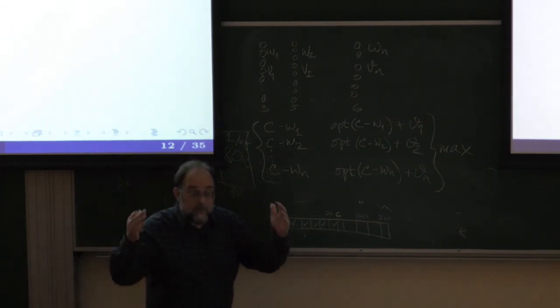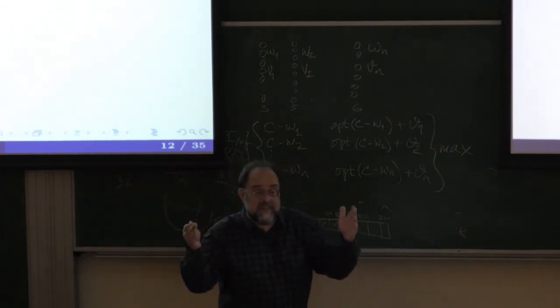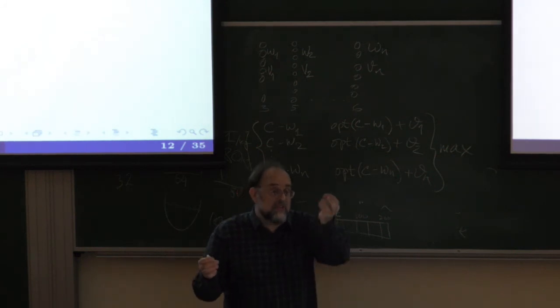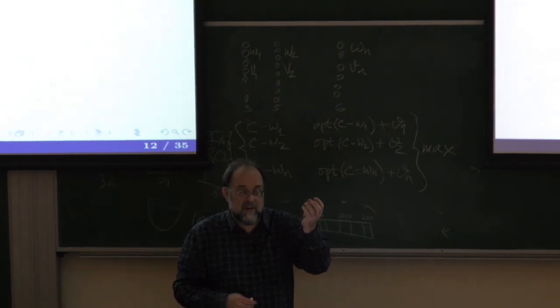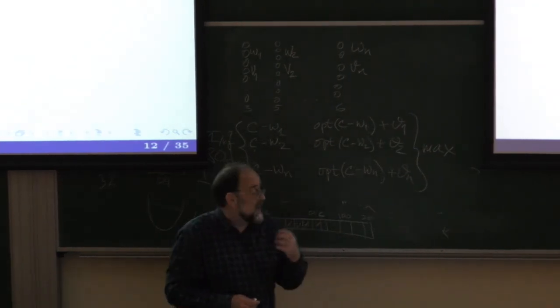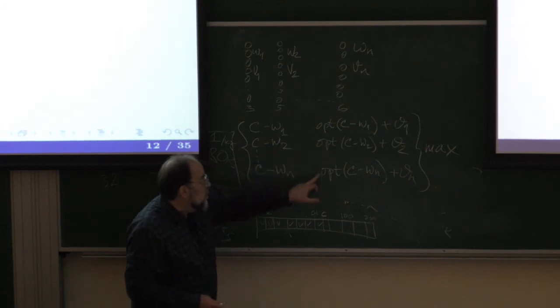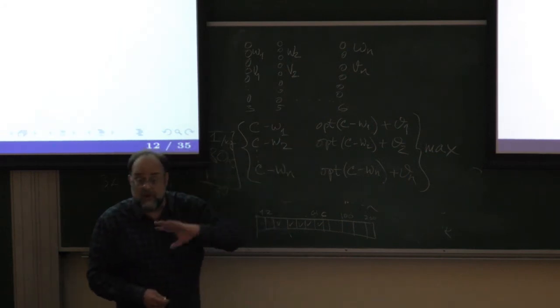Well, whatever the optimal solution for capacity C is, it has to contain at least one kind of the object, right? If I remove that one kind of object, I will be in one of these cases. I don't know in which one.